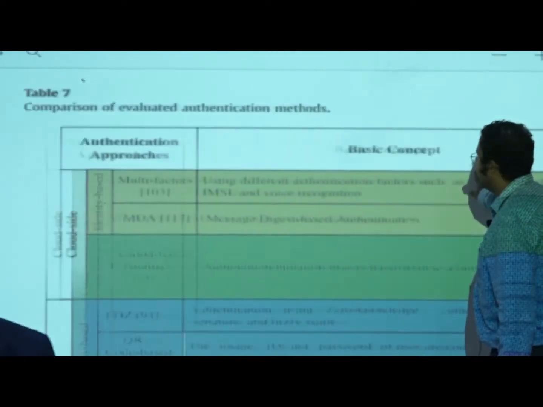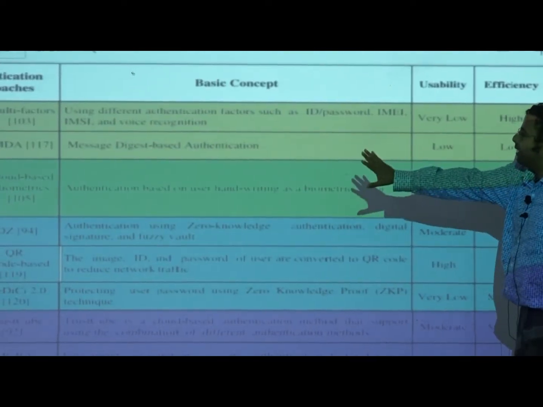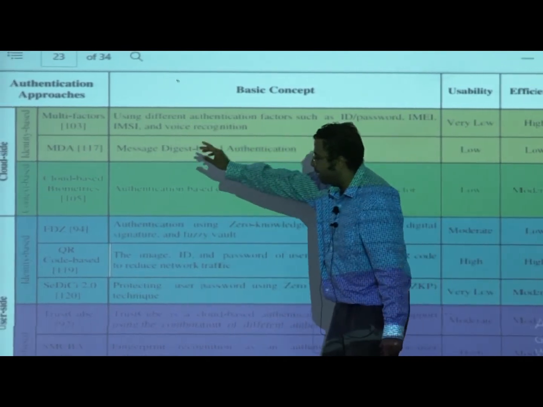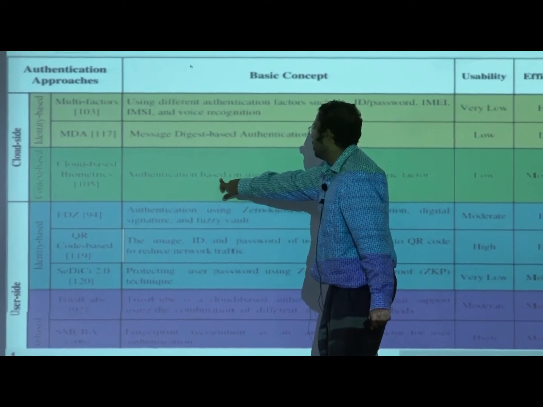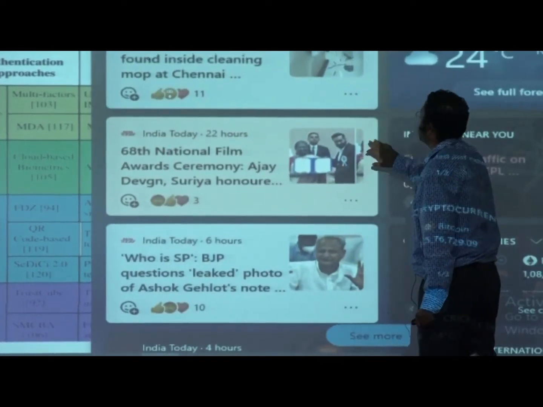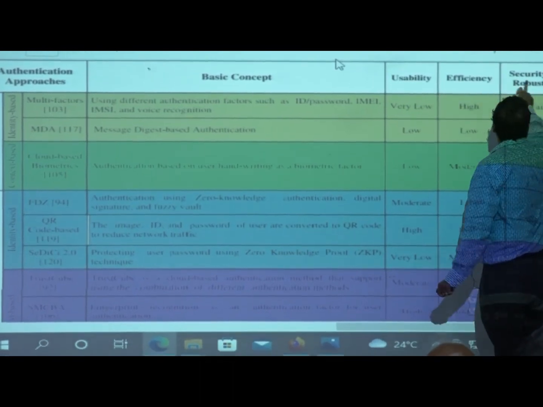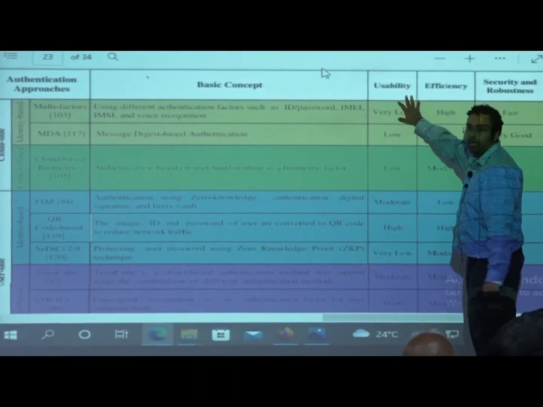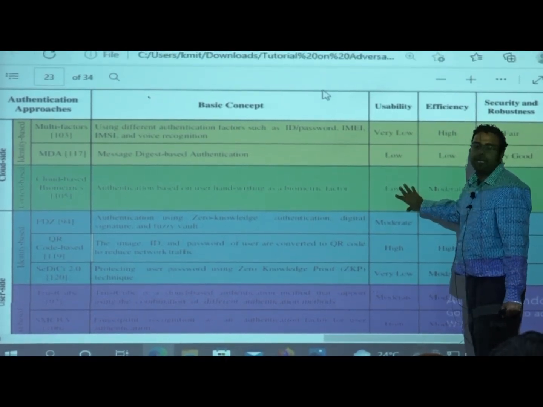So one has to create a table like this for evaluating the various botnet detectors out there, such as in cloud-based services, authentication and authorization which is being done, and whether the usability, efficiency, robustness and privacy of the model is preserved or not. These must be decided by the defender of the model.